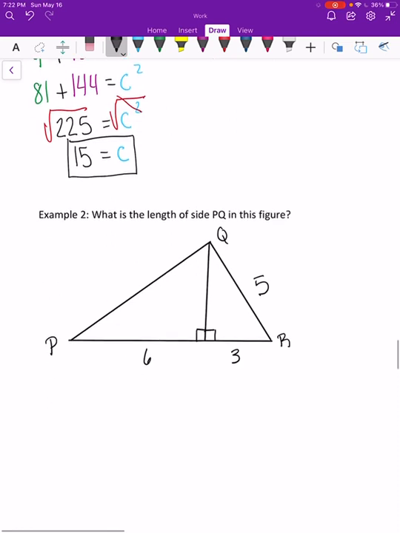So let's come down here. Let's do a little bit of a harder one where there's 2 triangles involved. And it says, what is the length of side PQ in this figure? So we want to find this length here. That's PQ. So we don't know. But we don't really have a lot of information to solve that yet.